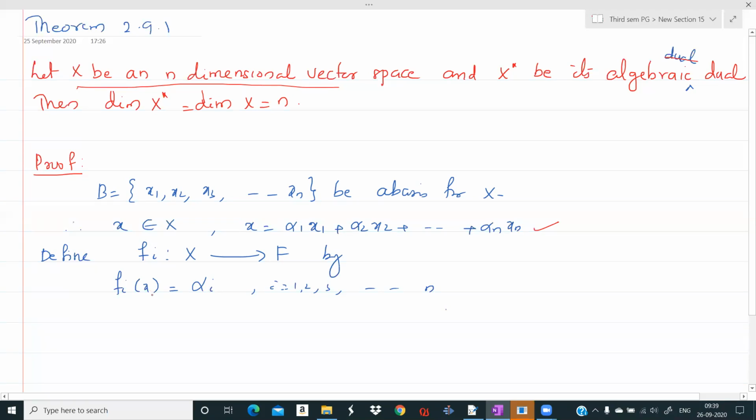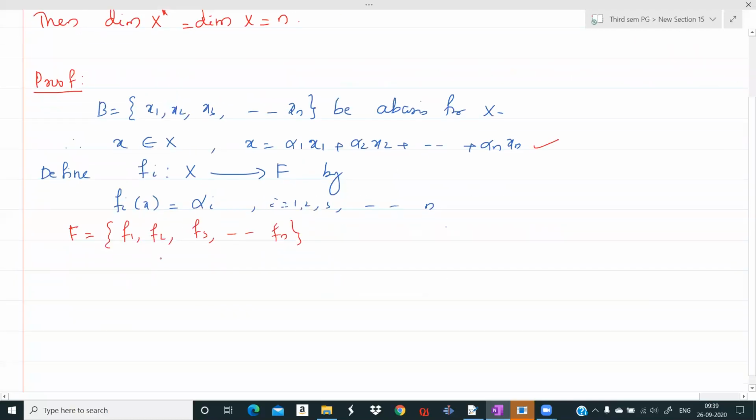So is the definition clear? fi of x is the coefficient of xi in the unique representation of x as alpha 1 x1 plus alpha 2 x2 plus etc. plus alpha n xn. So we have n functions. Let capital F be the collection of all these functions f1, f2, f3, etc., fn. Then we can see that these fi's satisfy this condition, that is, fi of xi is equal to 1.